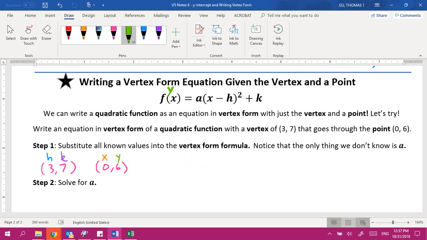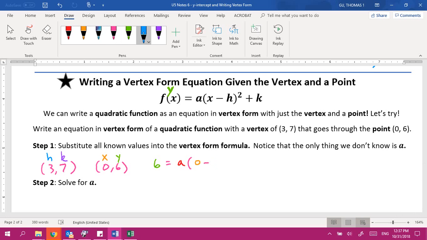All right, so after you've labeled all your points, now you're going to replace all those numbers into your formula up here. Okay, so what is my Y value? 6. So we got 6 equals, did we find A? We don't know A, right? So we're just going to rewrite A right there. We don't know what A is. Parentheses, what is X? 0. So 0 minus 3, right?